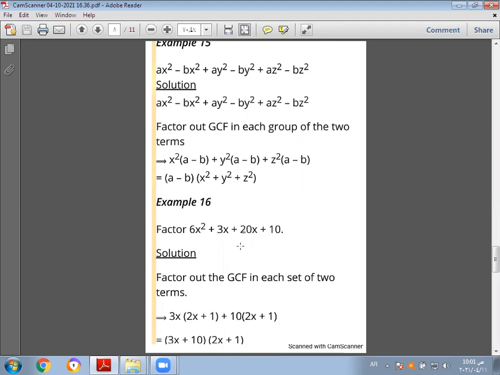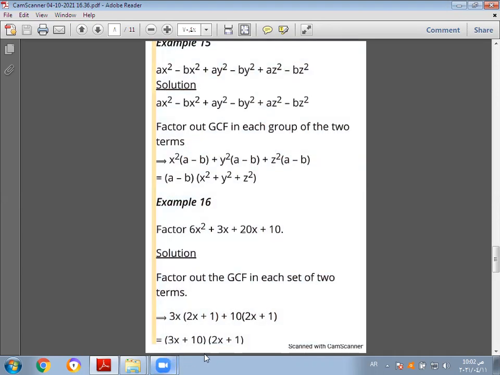In the third and fourth terms, there are 20 and 10. We take 10 as HCF and divide. 20x divided by 10: 20 divided by 10 equals 2, and there is no letter to divide x by, so x stays as x. 10 divided by 10 equals 1. So after we take HCF in the first and second groups, we find 2x plus 1 and 2x plus 1.